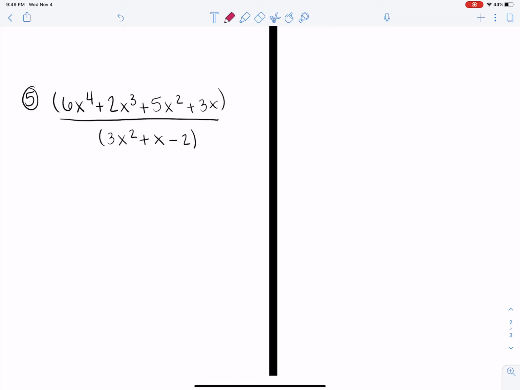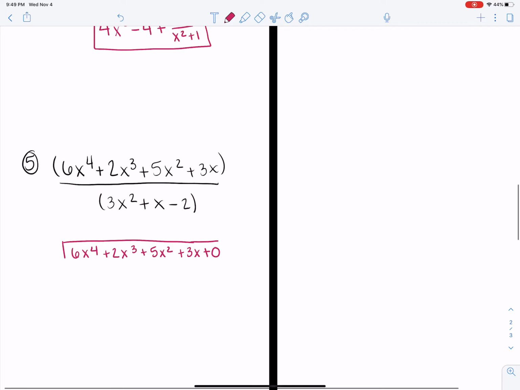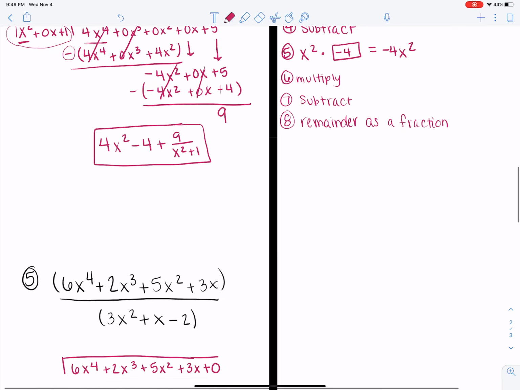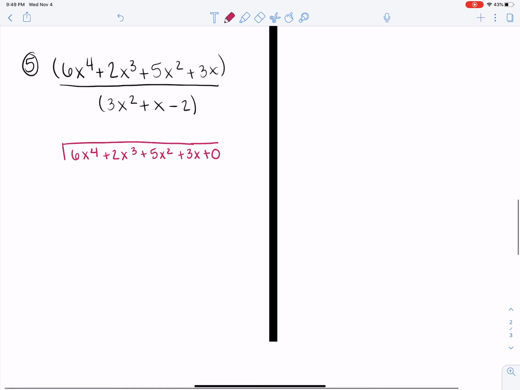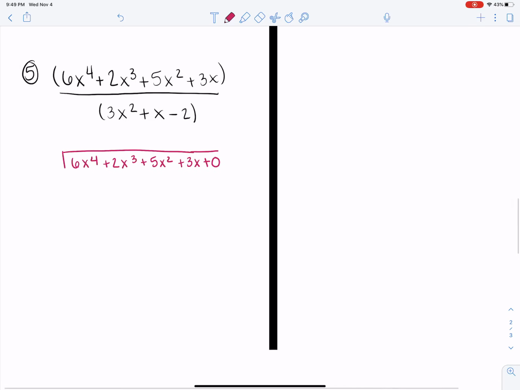Okay, so we're going to put on the inside 6x^4 plus 2x^3 plus 5x squared plus 3x. But I am missing the number without an x. So just like up here we ended with plus 5, you need to end with a number that doesn't have an x always, okay? All right, then on the outside we have 3x squared plus x minus 2. Again, no numbers are skipped, so we are good to go.